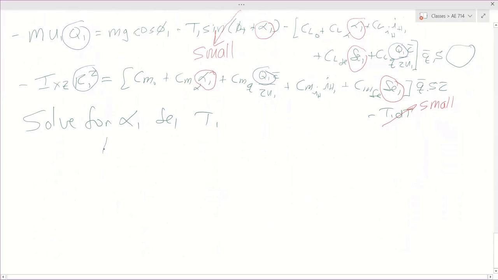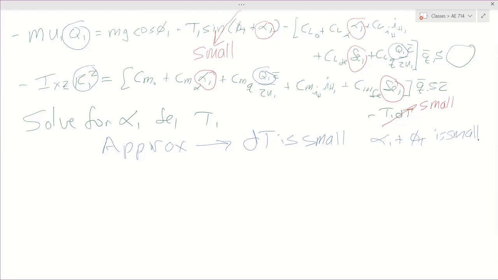So here we're making an approximation. It's always good to keep track of what assumptions we're making. We're saying that dt is small and alpha plus phi t is small. If either of those are not true, then we can't do this. If we're flying at a high angle of attack, we got to use the full 3x3 solution and transcendental.